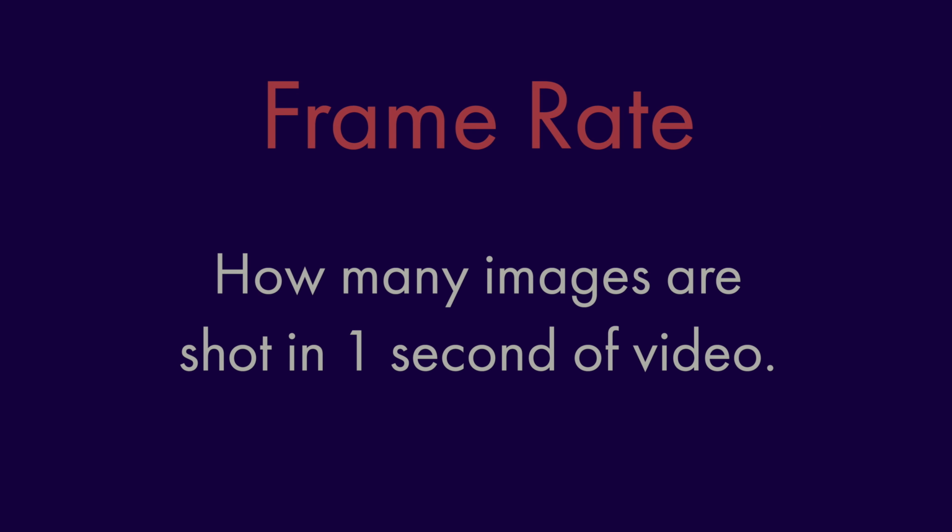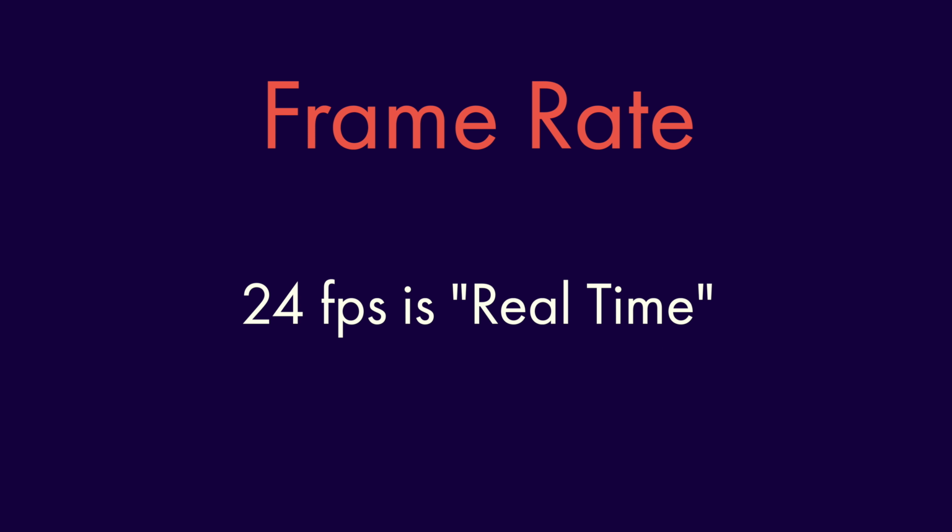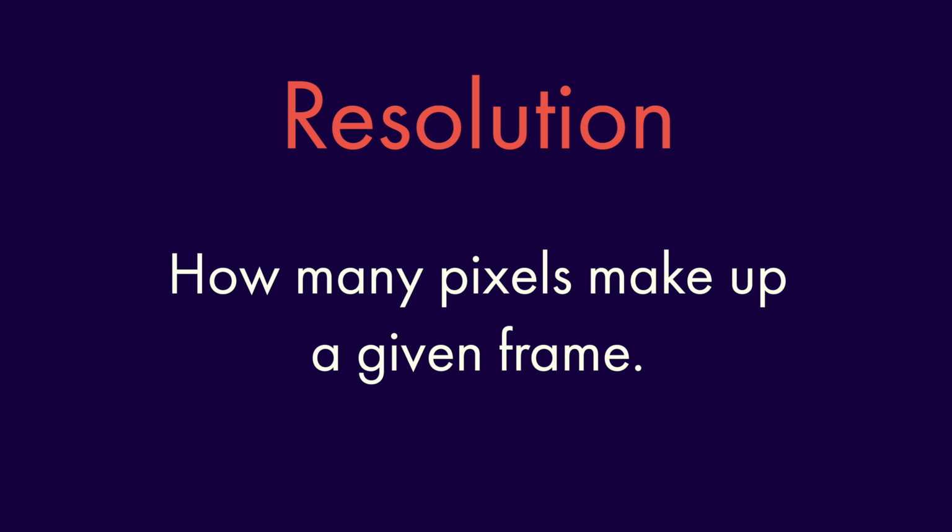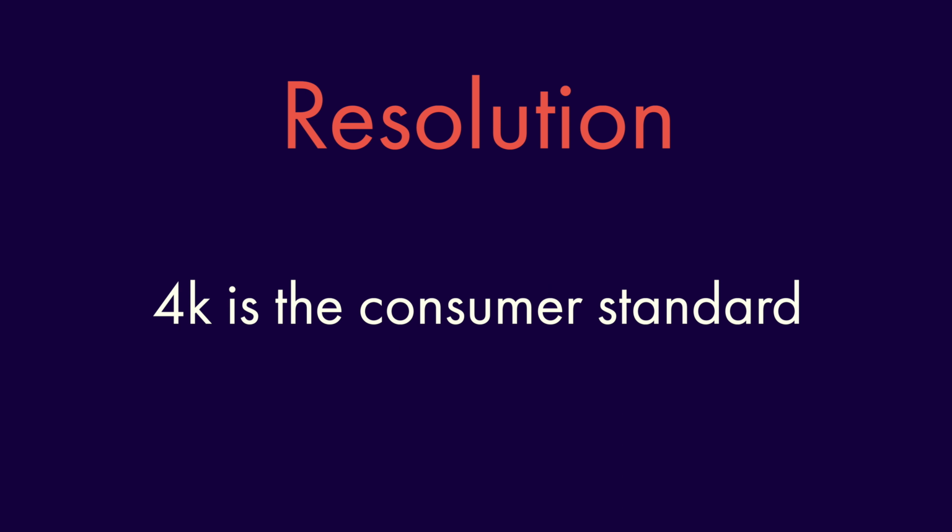Frame rate is how many images are shot in 1 second of video. In the film world, 24 frames per second is what real time looks like. Reality TV is shot at 30 frames per second, and slow-mo is shot at 60, 120, and 240. Now, on the iPhone, 60 tends to look a little bit smoother than the 30 or the 24, so that's what we're going with for Reels. Resolution depends on how many pixels are in a certain frame, but we're not going to deep dive into that today. 4K is the consumer standard, and that's what you're going to want to shoot in on your iPhone.